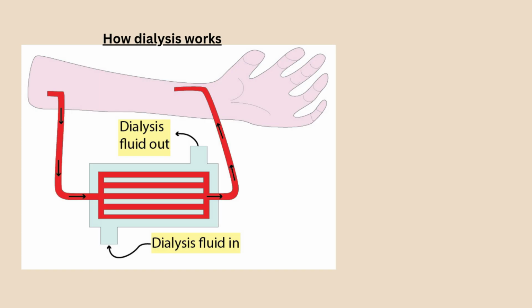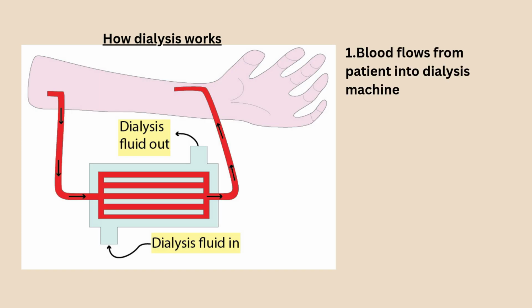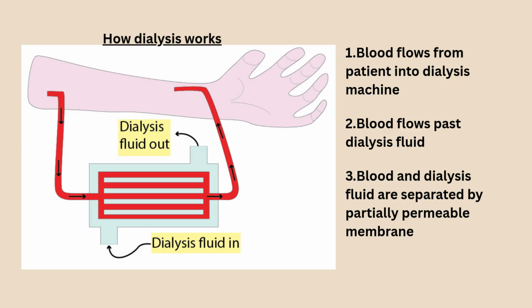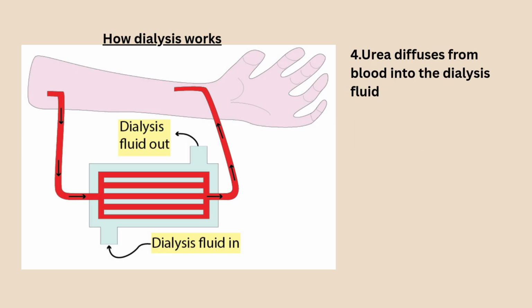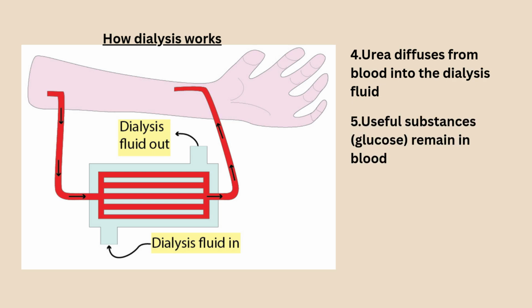How dialysis works. The blood flows from the patient into a dialysis machine. The blood flows past the dialysis fluid. The blood and the dialysis fluid are separated by a partially permeable membrane. Urea diffuses from the blood into the dialysis fluid. The useful substances, which are the glucose, remain in the blood, and the clean blood is then returned to the patient.